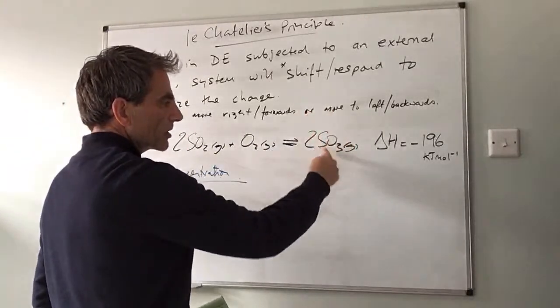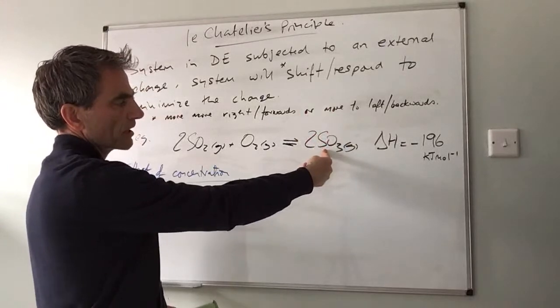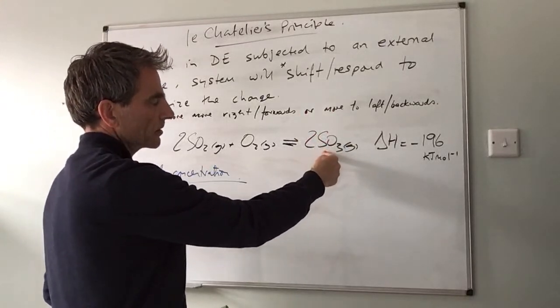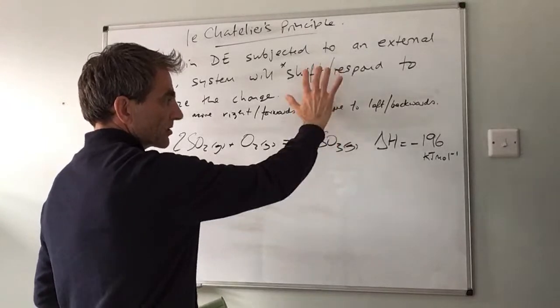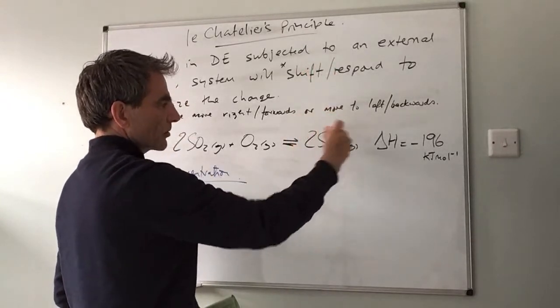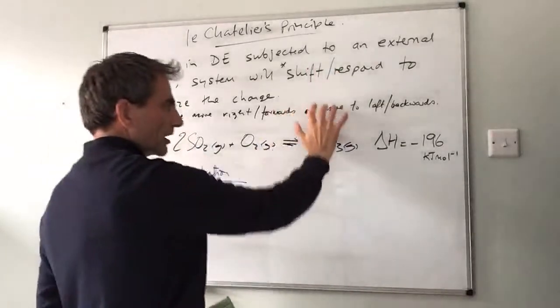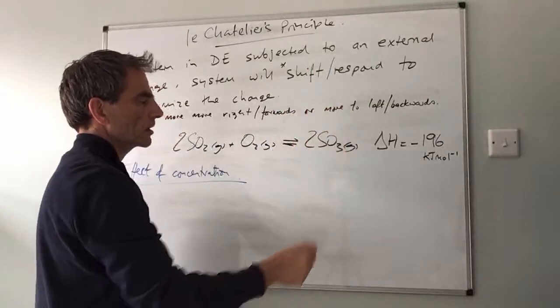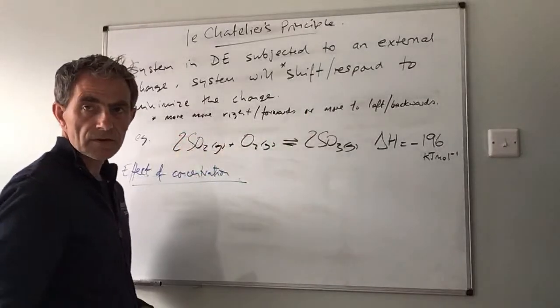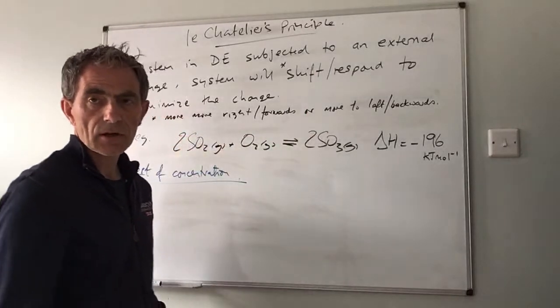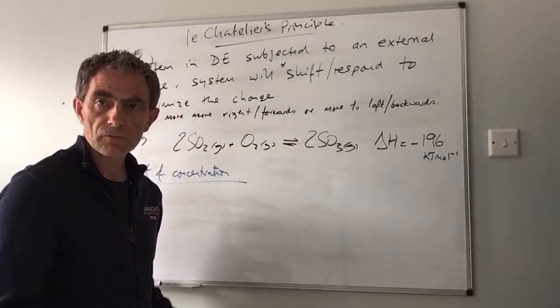If you increase the concentration of the sulfur trioxide, obviously that's made that go up, so it needs to come back down again. So the reverse reaction would bring the concentration back down and send the equilibrium, so the equilibrium would go to the left or backwards, more backwards, until the equilibrium is re-established.